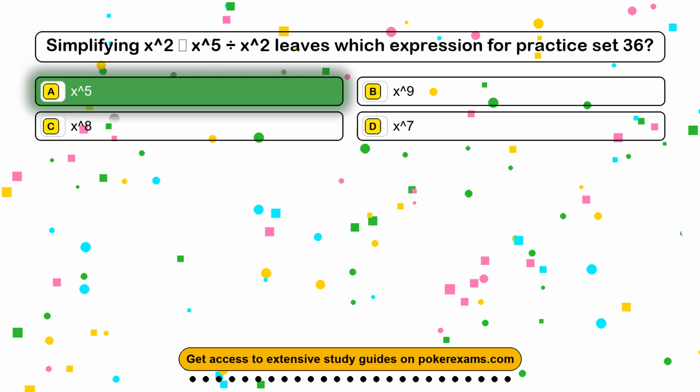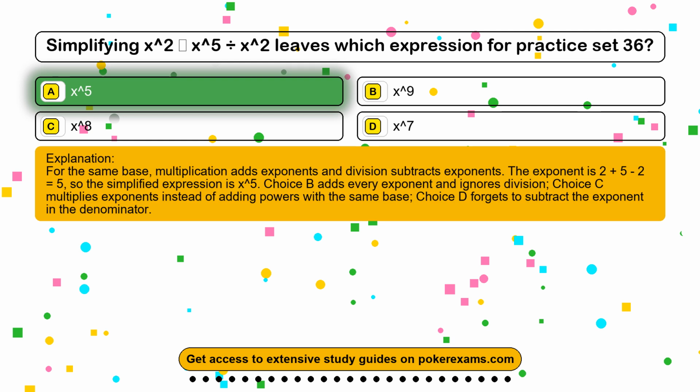The correct answer is option A, x^5. For the same base, multiplication adds exponents and division subtracts exponents. The exponent is 2 plus 5 minus 2 equals 5, so the simplified expression is x^5. Choice B adds every exponent and ignores division. Choice C multiplies exponents instead of adding powers with the same base. Choice D forgets to subtract the exponent in the denominator.